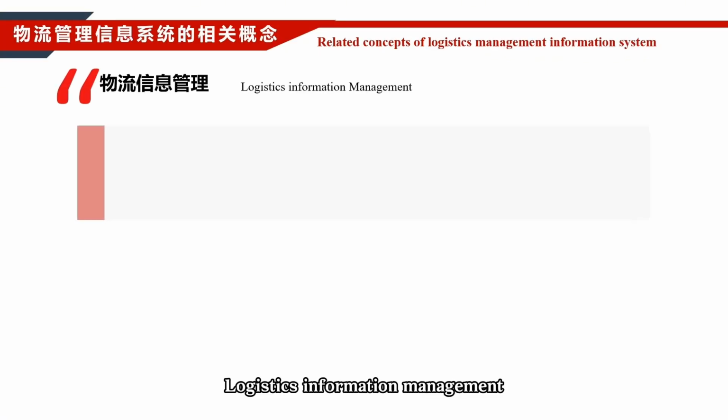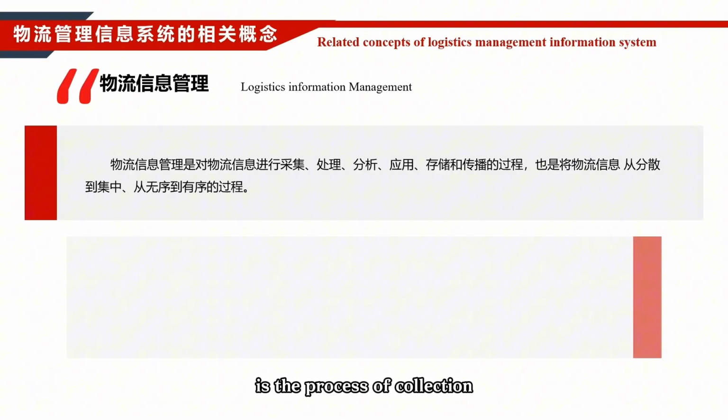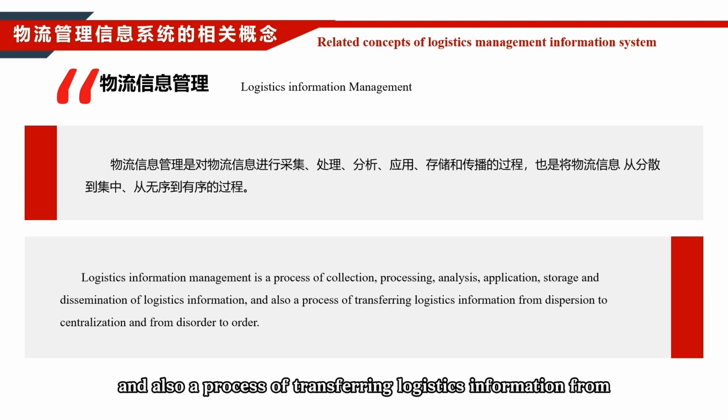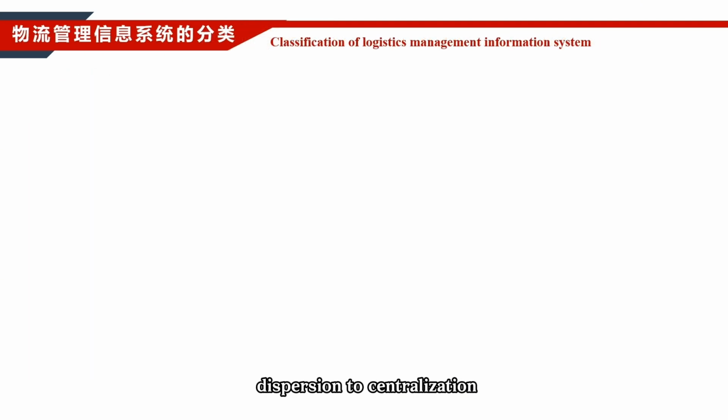Logistics information management is the process of collection, processing, analysis, application, storage, and dissemination of logistics information, and also a process of transferring logistics information from dispersion to centralization, and from disorder to order.